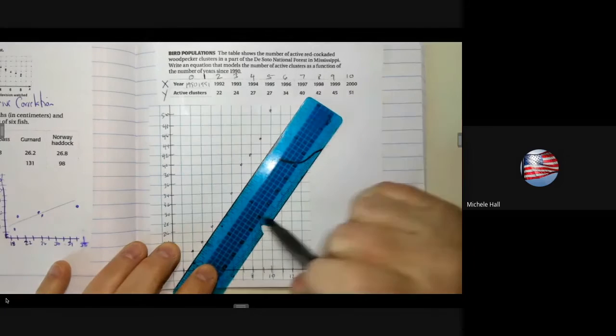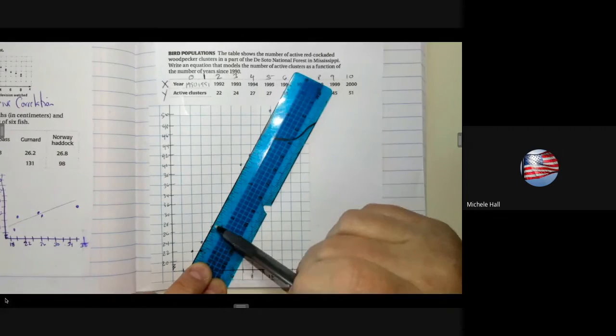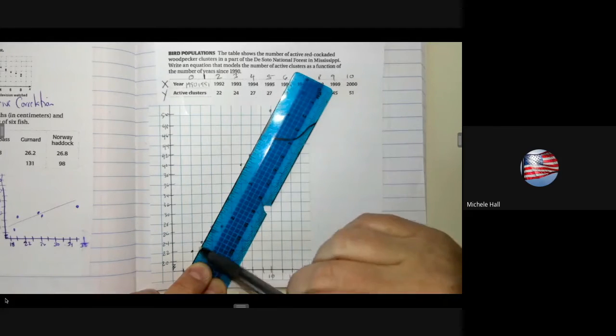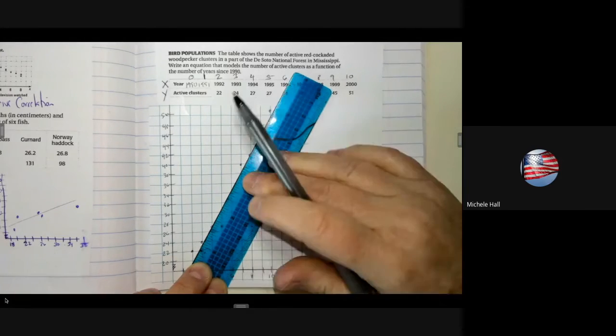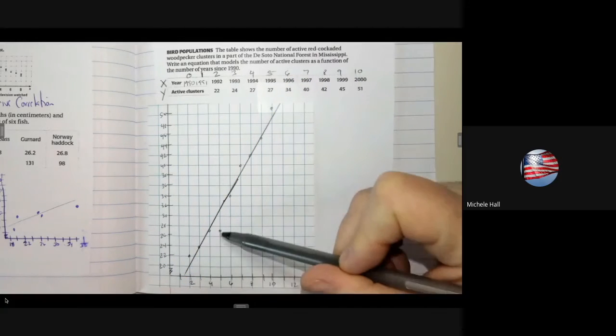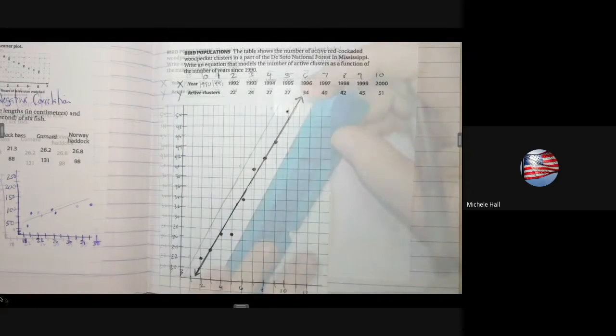Here I can see that I've only got one below the line, all the rest of them are above. 1, 2, 3, 4, 5, 6. That leaves 4 below. 1, 2, 3, 4 above. Those look like they're on the line. 1, 2, 3 are above. 1, 2. That's pretty close.